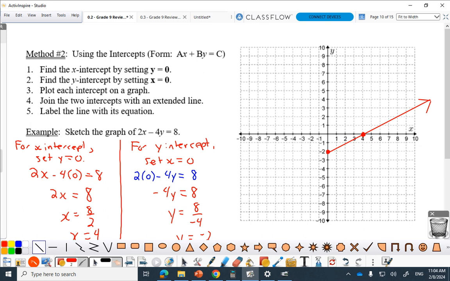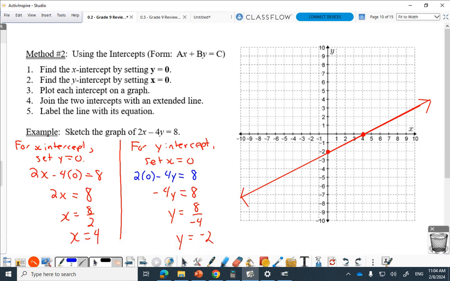Help me draw the line. Oops, that didn't go well. My new board is a little more difficult to get right on the points. And then I'll label that line.